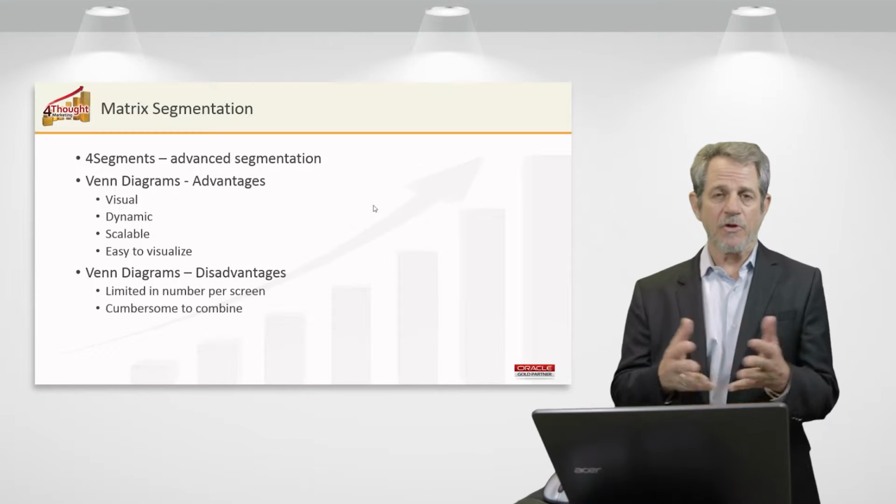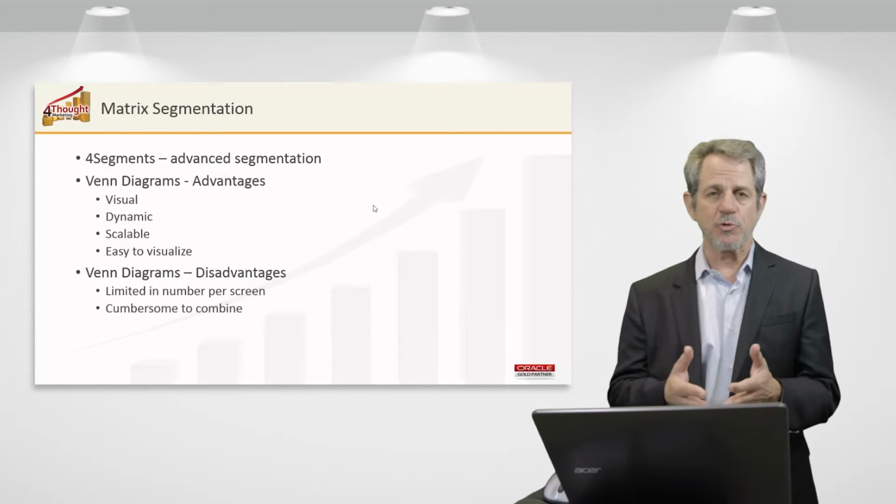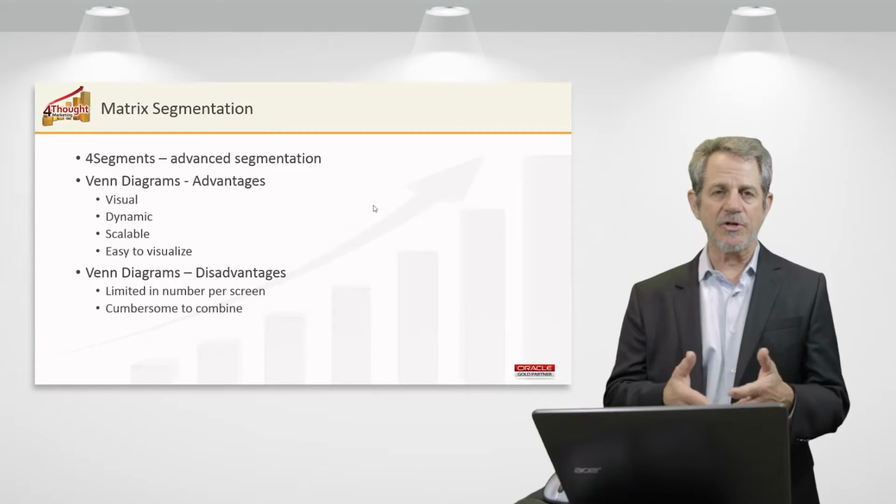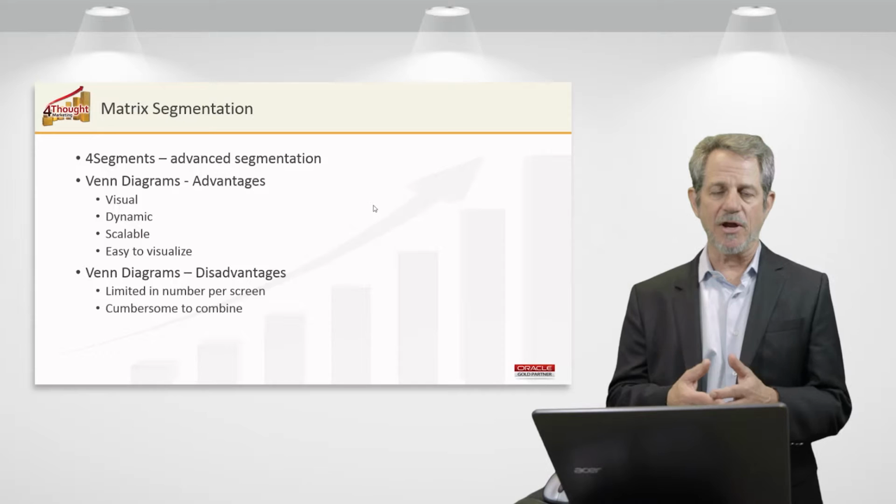First of all, what are the advantages of Venn? Well, they're very visual. You can look at the circles very easily. They're dynamic. They're scalable. It's easy to select the various segments that you want using Venn diagrams. And it's very, very simple to use. However, there is one major drawback, and that is you're limited to 3 circles on a screen.